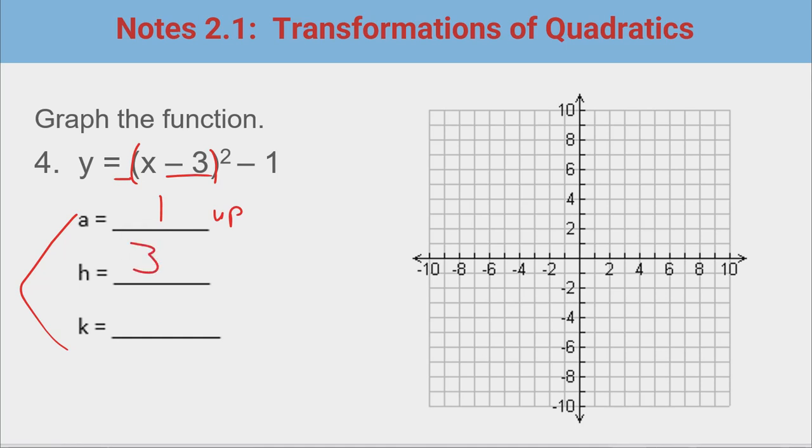Okay. H value is the opposite of what is in parentheses here. So I have an H value of 3. K value is after everything gets squared. So it is at negative 1. That means that my vertex is at 3, negative 1, right? 3, negative 1, H, K. And my parabola is going to open up because my A value is positive.